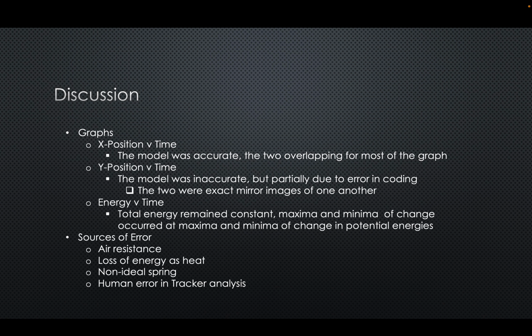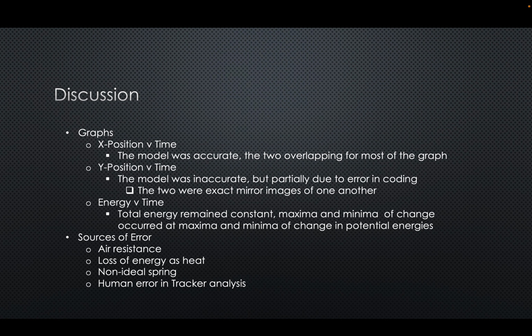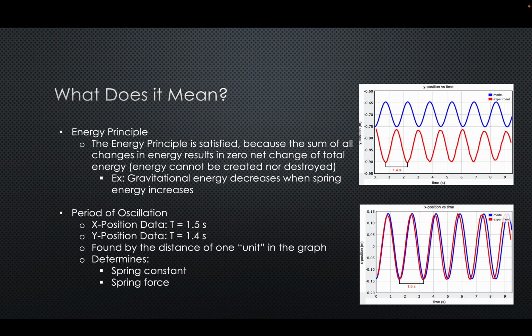And the potential sources of error include air resistance, energy loss to heat, and a non-ideal spring, all of which could have contributed to the gradation and separation between the model and experiment for x position. And then human error in the Tracker analysis, such as in placing the center of mass, could have also altered these results.